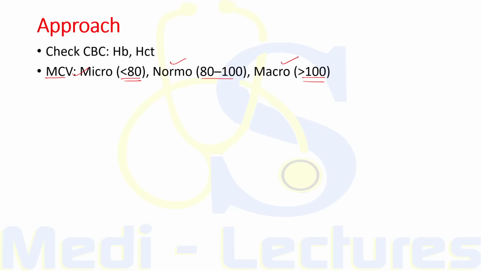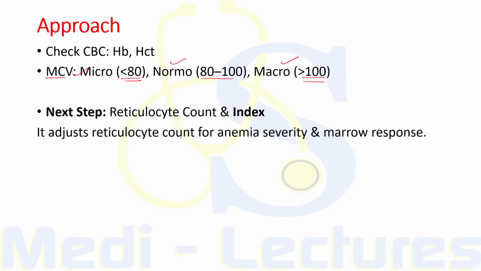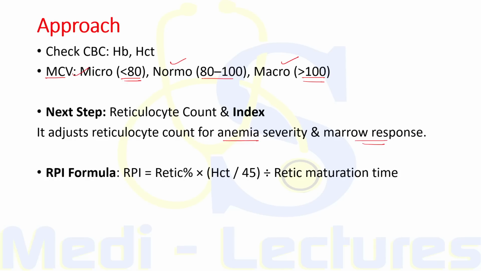Now, very important next step is to see the reticulocyte count and calculate the reticulocyte production index. So why is it important to calculate the production index? Because it will adjust retic count for anemia severity and marrow response, maturation of reticulocytes. So what is the formula of RPI? It is retic percentage multiplied by hematocrit of the patient divided by normal hematocrit, that is 45, and this whole is divided by retic maturation time, which is kept as 2.